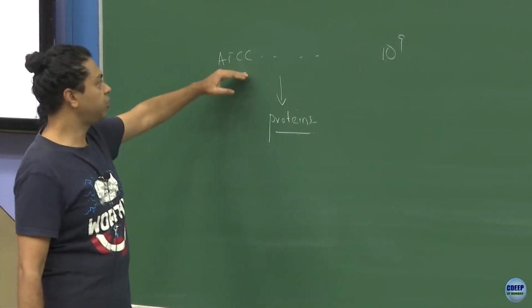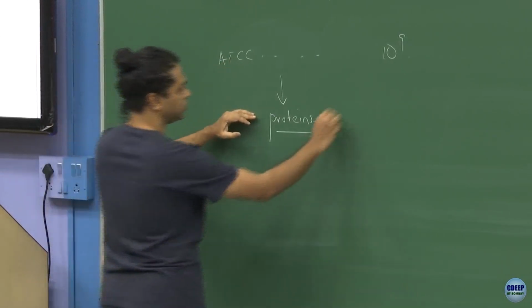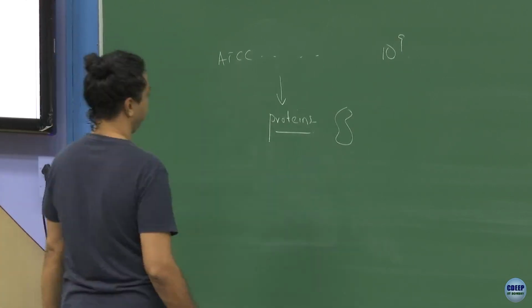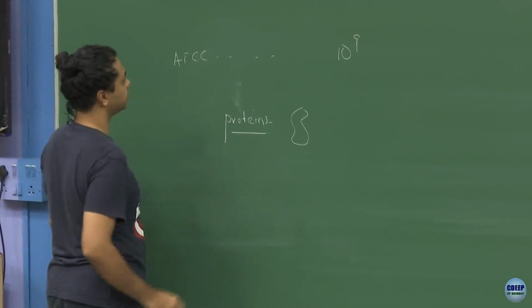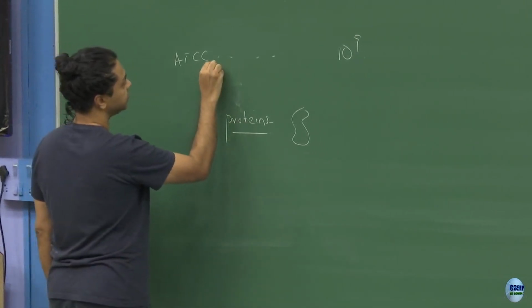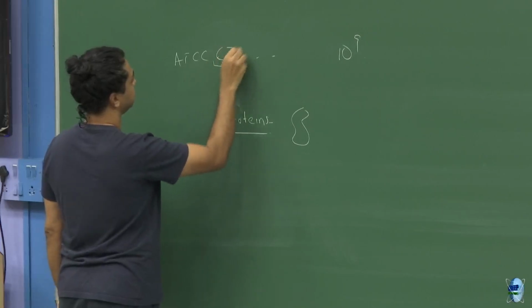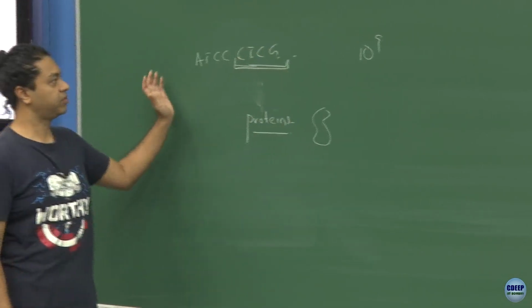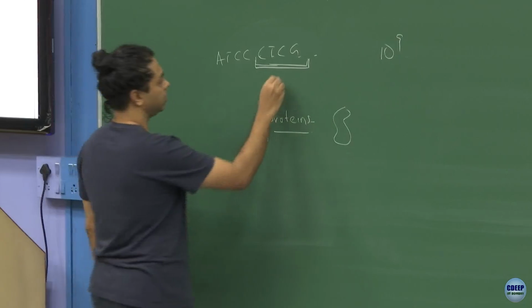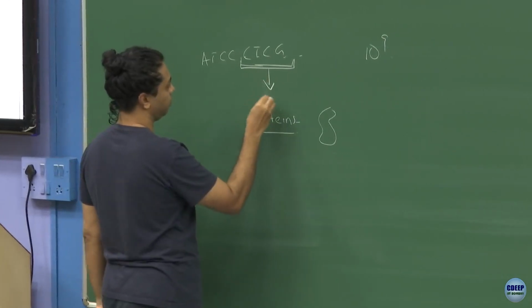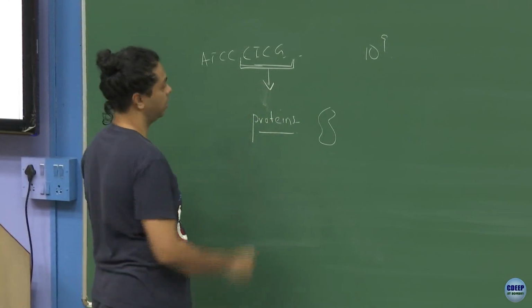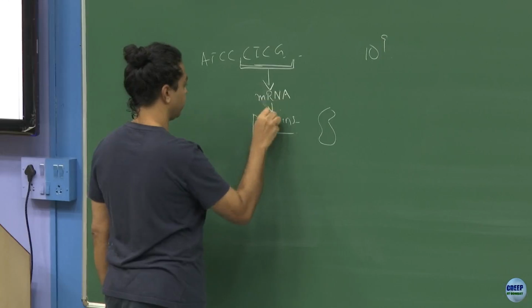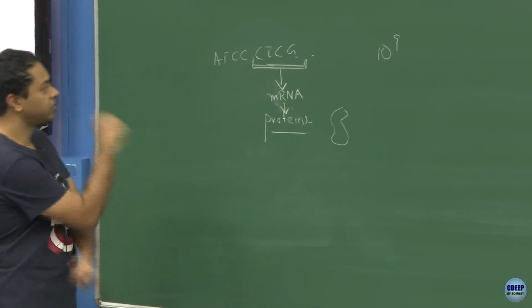How do I go from this sequence into these protein molecules? The way one does that is through a process which is called transcription and translation. So, there are regions of this whole genome which code for certain proteins, through an intermediate which are called RNAs, which then produce proteins.